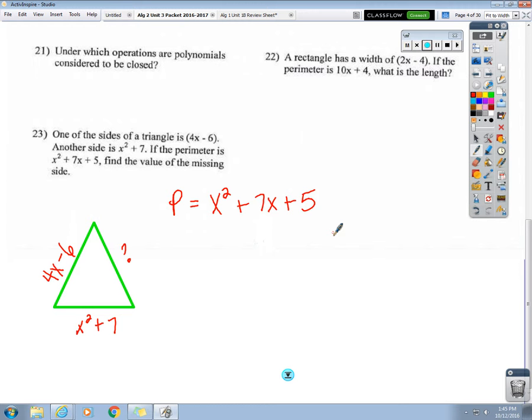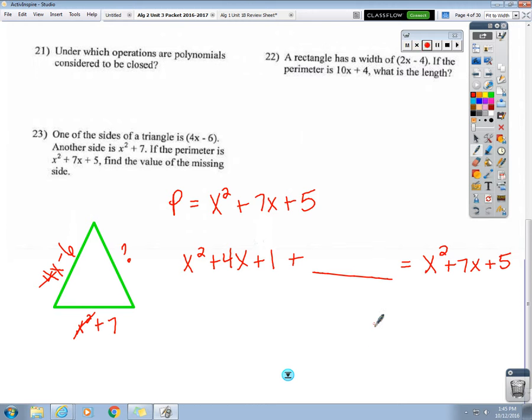So first let's add the two sides that we know. Okay, when we start adding up the two sides that we know, 4x minus 6 and x squared plus 7, what can be combined out of those four terms? Okay, so the x squared can't be combined because it comes first, right? 4x can't be combined, so it'll come second. But then the negative 6 plus 7 becomes a plus 1. Well, don't we see what we need to add to that, the missing side, to get a perimeter of x squared plus 7x plus 5?